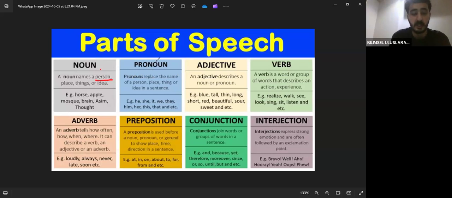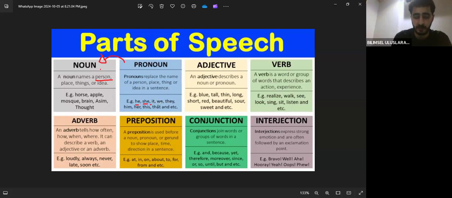Next, pronouns. We know we have personal pronouns, right? Pronouns replace the name of a person, place, or thing. So the ones we mentioned before can all be replaced. For example, for Rawan, we can say she. For Salah, we can say he. And for places or non-living things, we can say it.